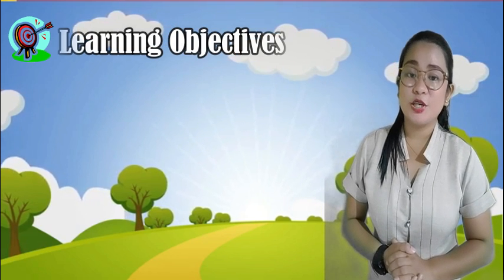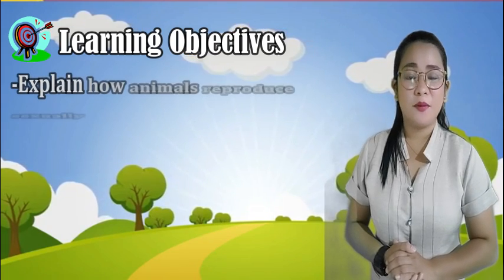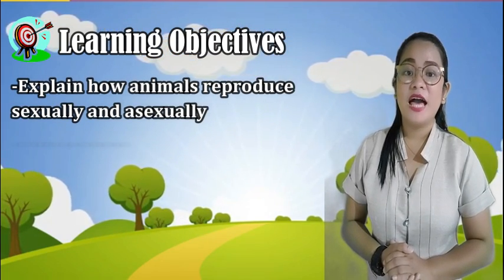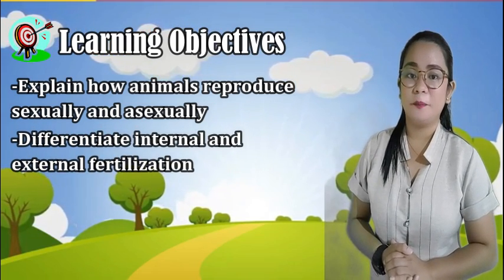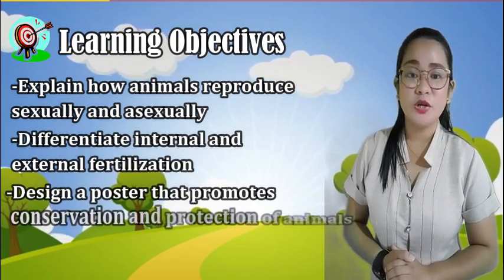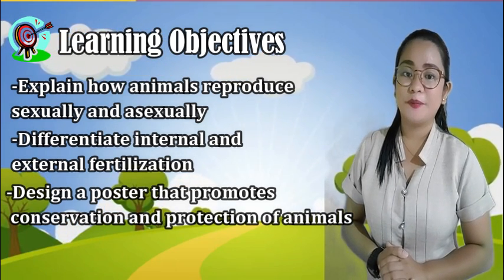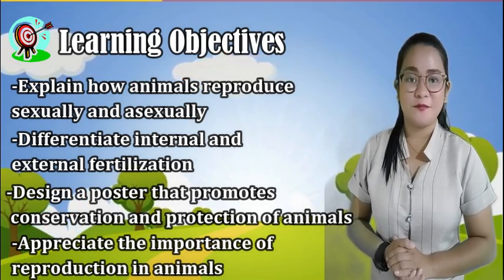At the end of the lesson, you are expected to explain how animals reproduce sexually and asexually, differentiate internal and external fertilization, design a poster that promotes conservation and protection of animals, and appreciate the importance of reproduction in animals.